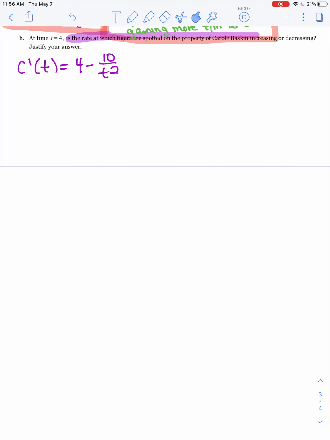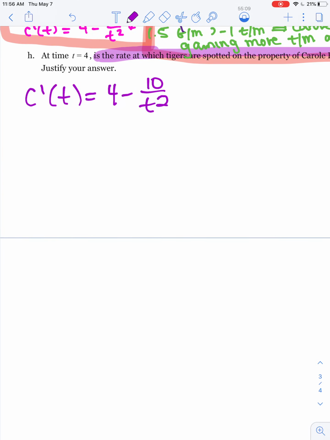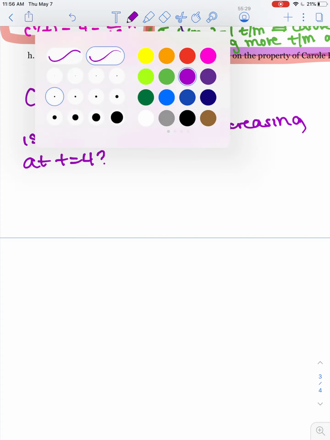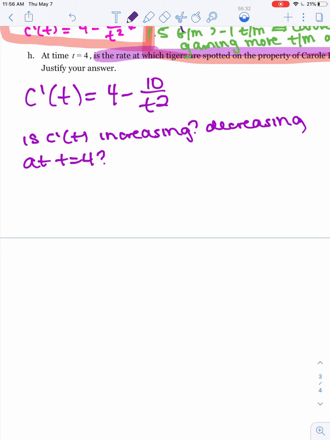So what this question is asking is: C prime of t, is that function increasing or is that function decreasing at t equals 4? Okay, and when we analyze whether or not a function is increasing or decreasing, what we need to do is calculate its derivative. So we need to look at c double prime of t, right? The second derivative of c of t. So before I do that, I might rewrite c prime of t in a little bit more friendly way to help me figure out this derivative.